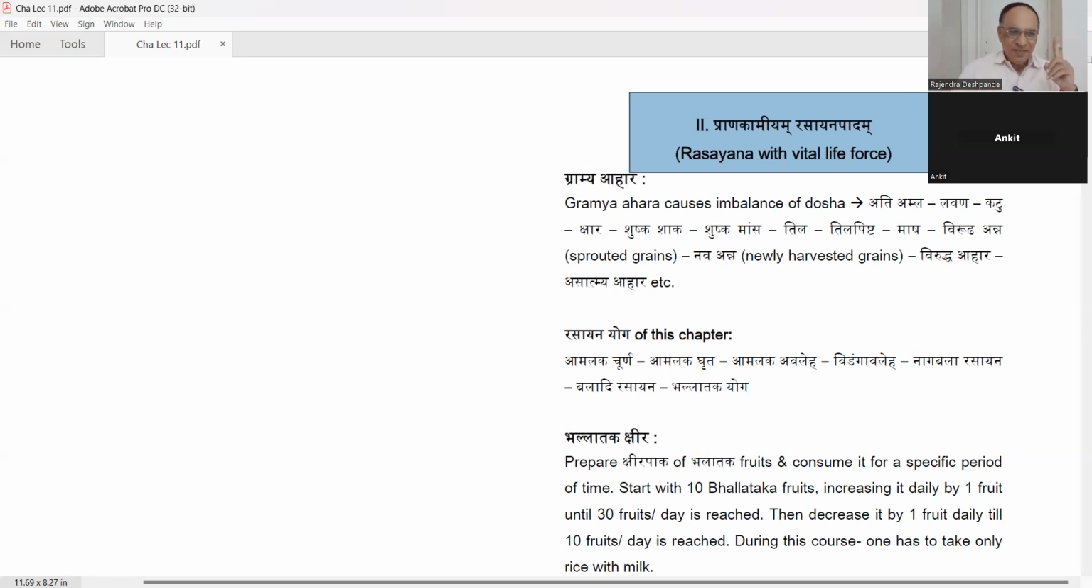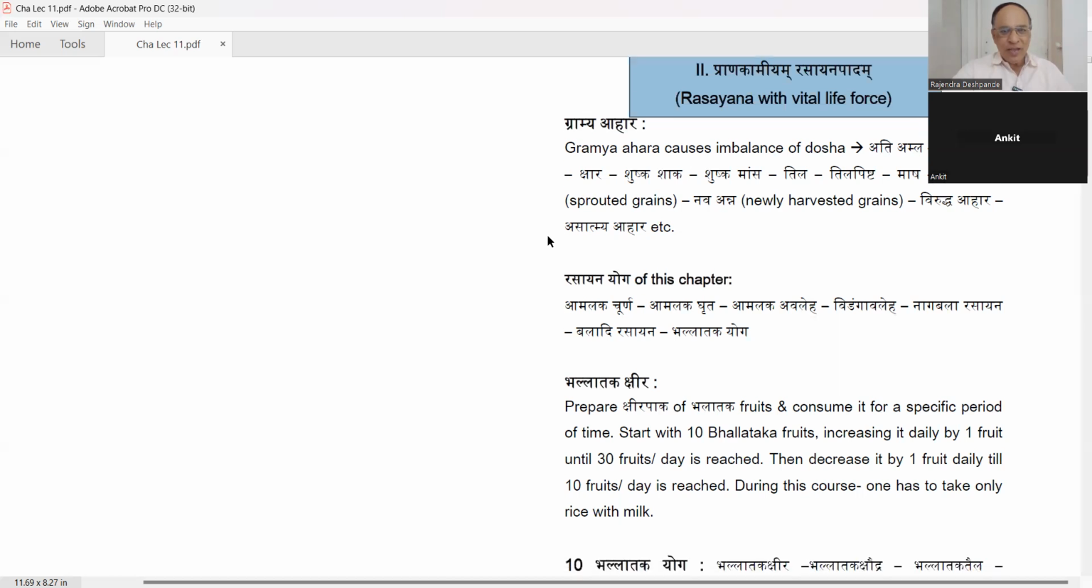First, although it is not there, I will dictate. Abhaya is Haritaki, Hirda, Harad as we say in Hindi. Amalaki. Abhaya Amalaki Rasayanapad, that we have finished. Write down this name, Pranakamiya. Then also write down Karaprachitiya.